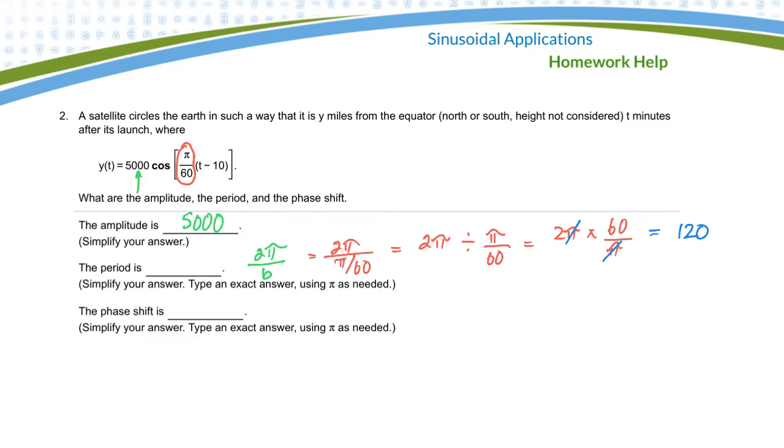And then the phase shift is c over b. So the value of c is 10, and the value of b is pi over 60. Well, I'm going to have to do that same thing. So it'll be 10 times 60 over pi, or 600 over pi. And I'd probably leave it just like that there.